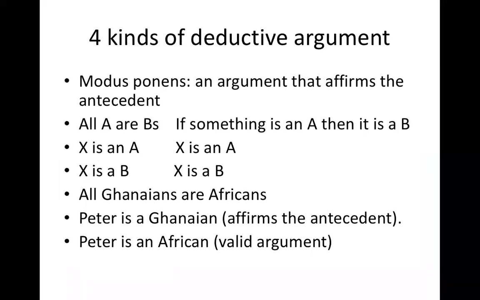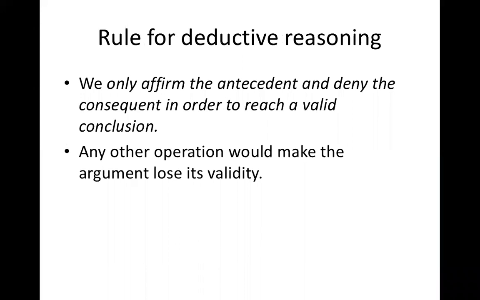That is why we said that according to the rule for deductive reasoning, we only affirm the antecedent and deny the consequent in order to reach a valid conclusion. Any other operation would make the argument lose its validity. So the argument that affirms the antecedent is valid. The one that denies the antecedent is not valid. The argument that affirms the consequent is not valid. The one that denies the consequent is valid.